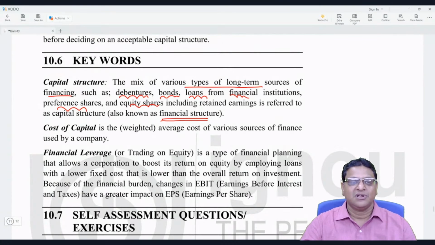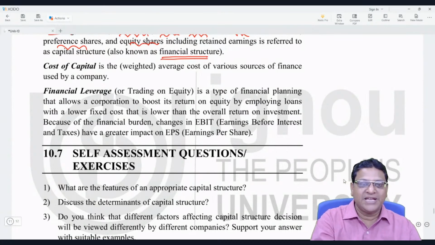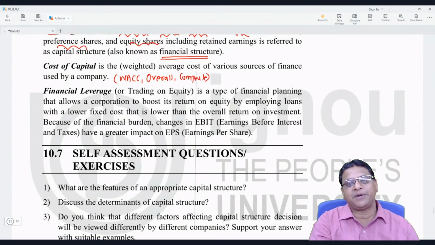Next, we have discussed cost of capital. What is cost of capital? Cost of capital is also known as WACC or weighted average cost of capital or overall cost of capital or composite cost of capital. What is called overall cost of capital or composite cost of capital? It is the weighted average of various sources of capital.